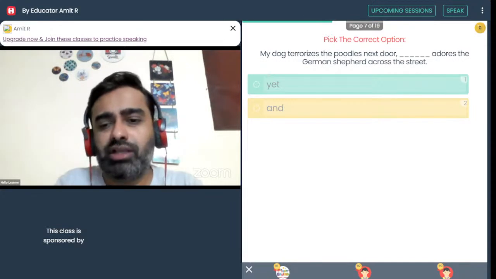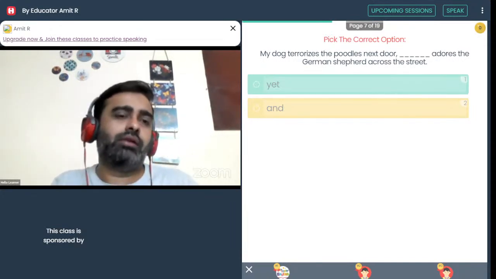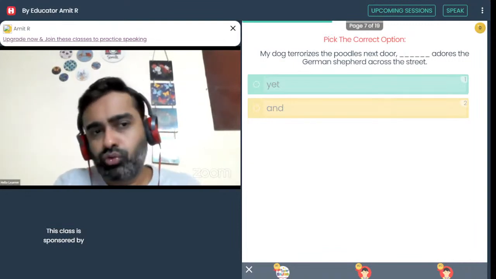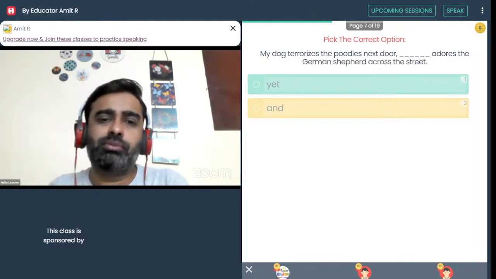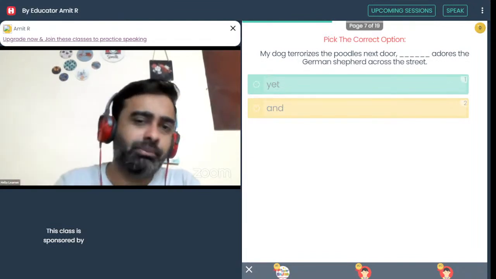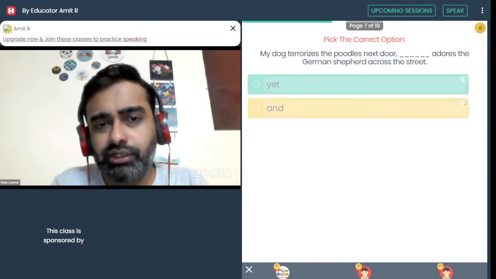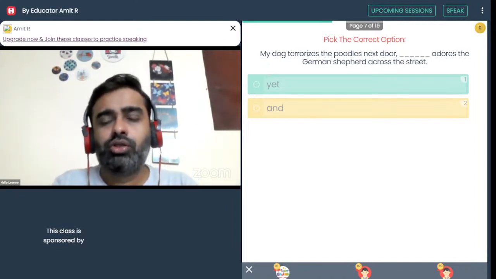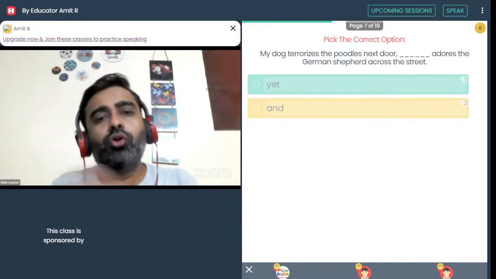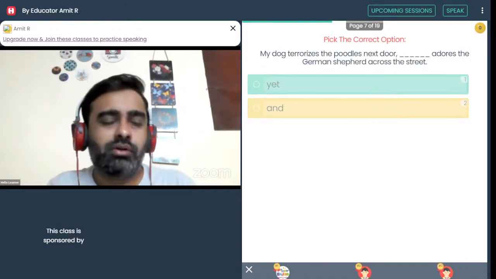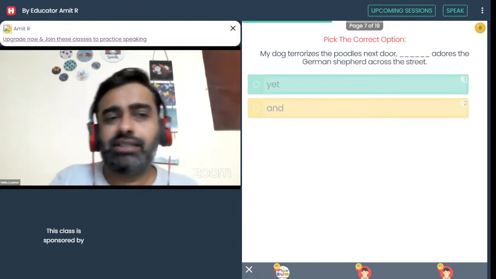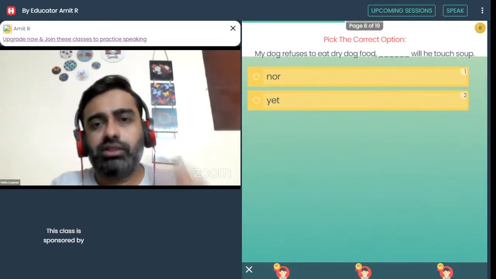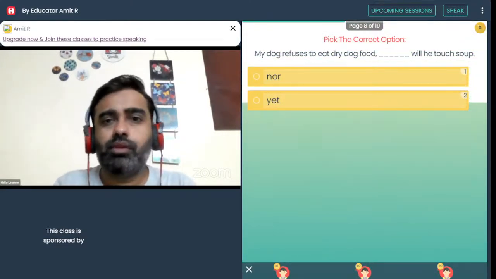So here there is again a contrast stating that on one hand, the dog terrorizes the poodles, meaning he troubles the other dogs a lot. However, he adores the German Shepherd across the street. So it's showing a contrast that although all three are breeds of dogs, on one hand he terrorizes the poodles, yet he adores the German Shepherd across the street. So there's a contrast here. So obviously, yet is the correct option.